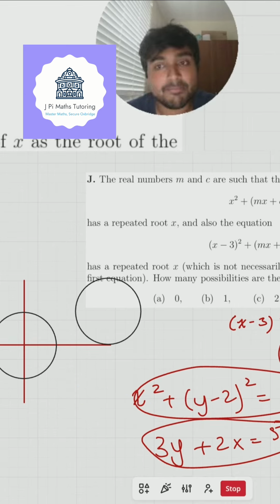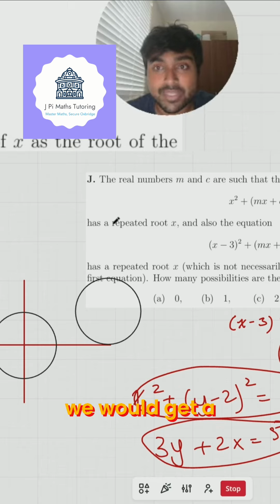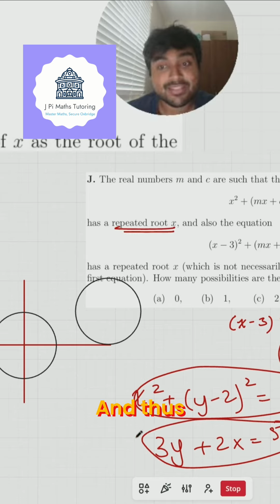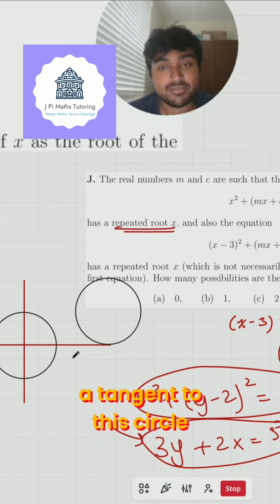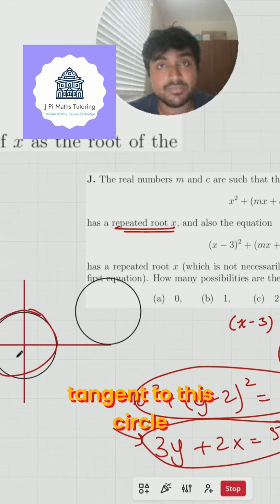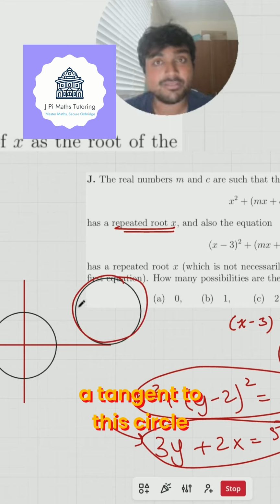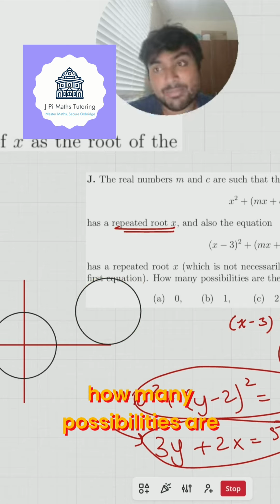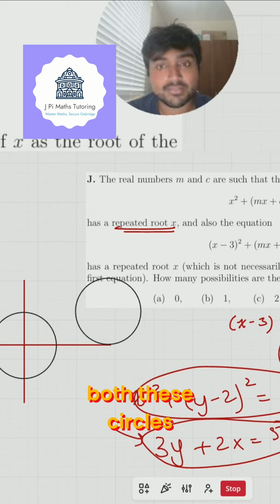And now we've been told that if we were to do this, we would get a repeated root. And thus, if we think geometrically, this line must be a tangent to this circle. So y equals mx plus c is a tangent to this circle. Using the exact same logic, it must also be a tangent to this circle. And the question is, how many possibilities are there for this line? So the question is, how many lines can we draw that are tangents to both these circles?